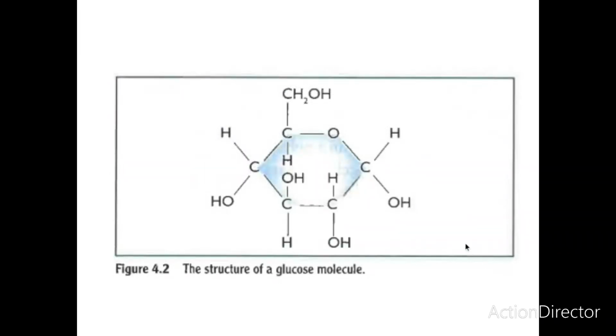We can see in this diagram the structure of a glucose molecule. A glucose molecule is made up of 6 carbon atoms, so we can count them 1, 2, 3, 4, 5, and 6. And these carbon atoms are joined together in a ring with oxygen and hydrogen atoms. So this is the structure of a glucose molecule.